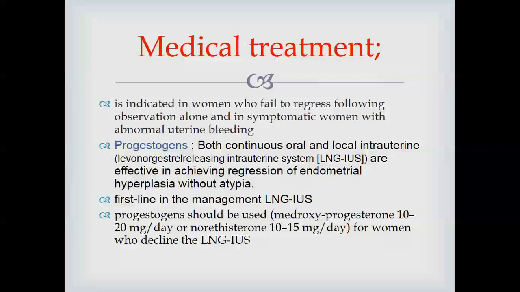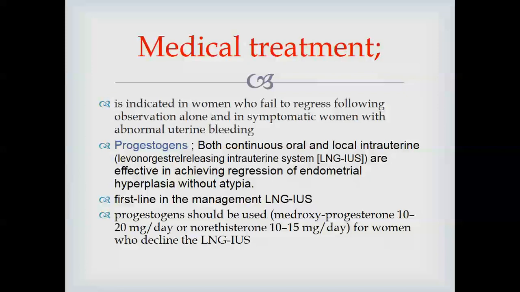The tablet we can give is medroxyprogesterone acetate 10 to 20 mg per day, or norethisterone 10 to 15 mg per day if the woman declined to use Mirena IUCD. This treatment should be continuous. In order to regress the endometrial lining, we need to give it in a continuous way.